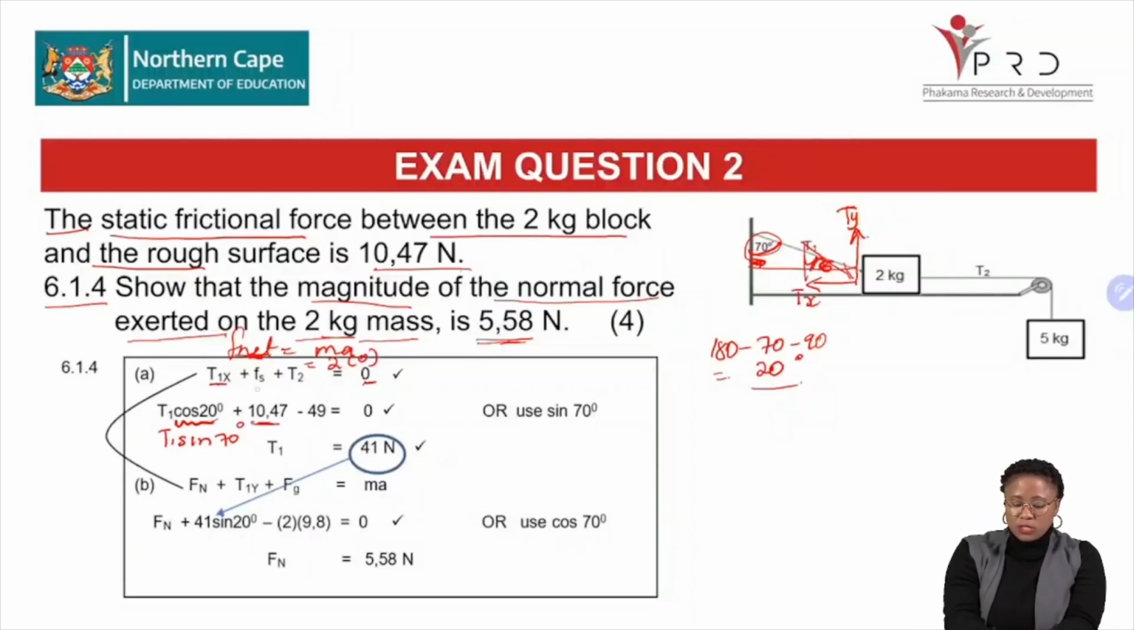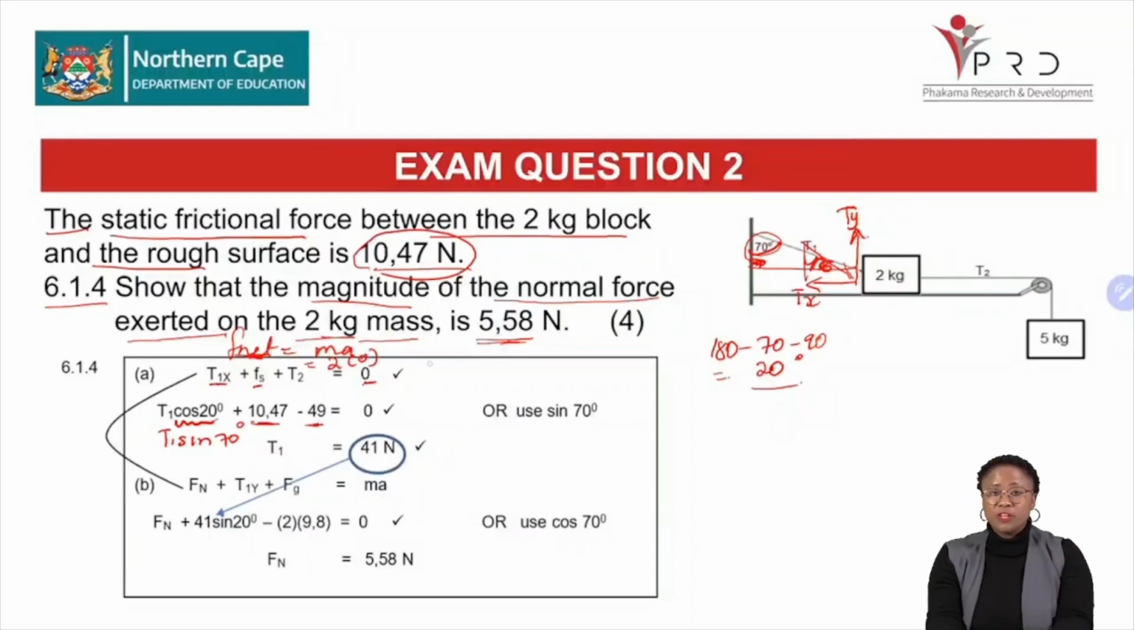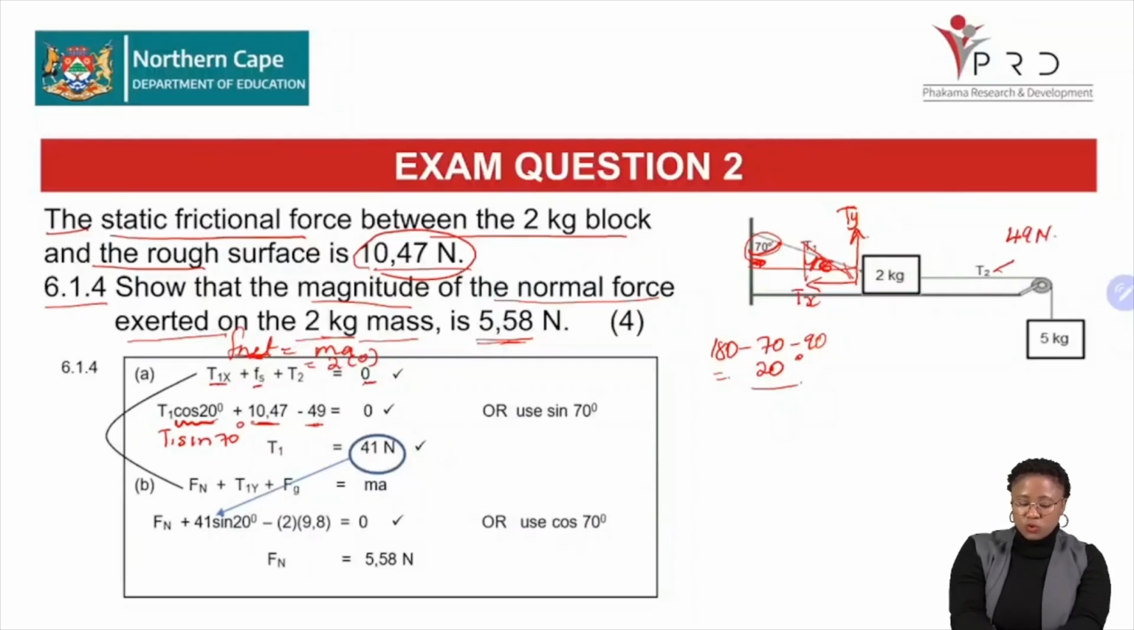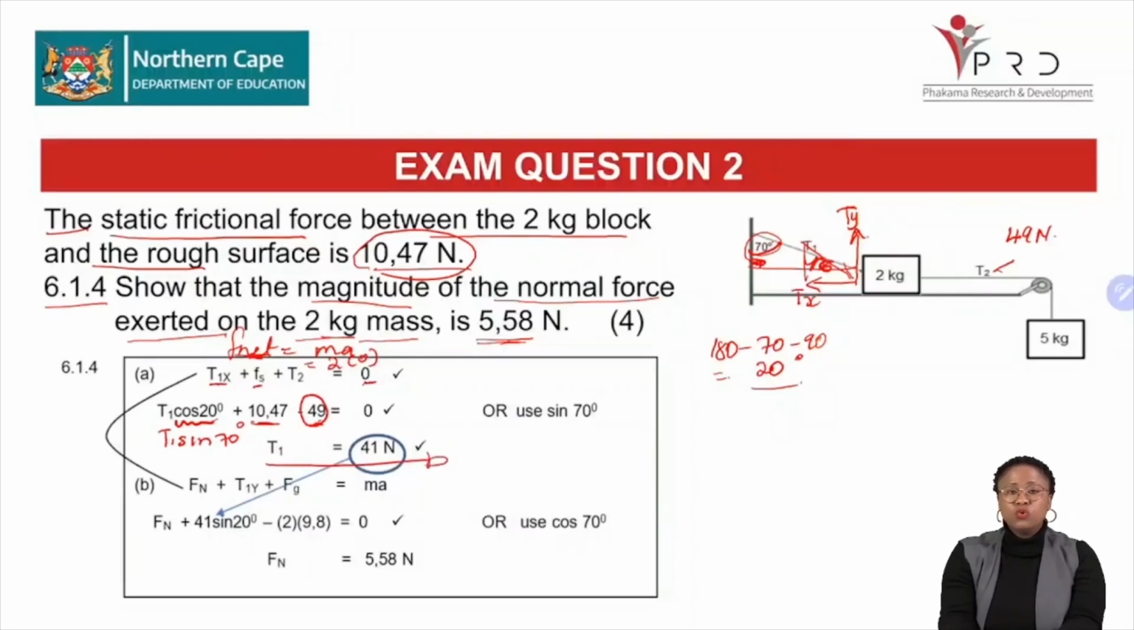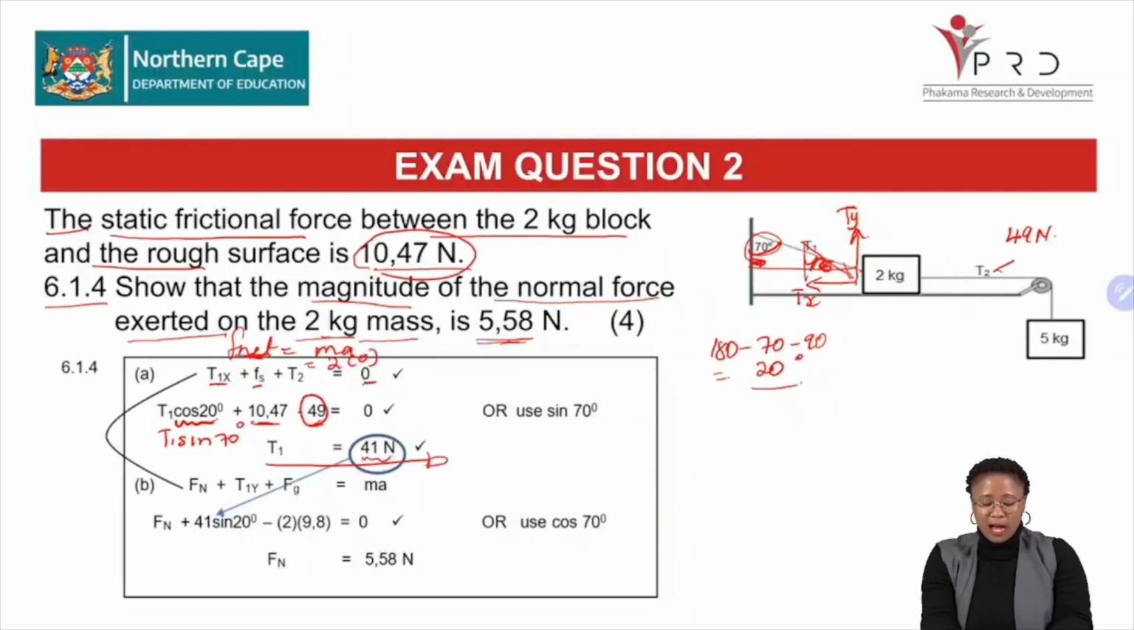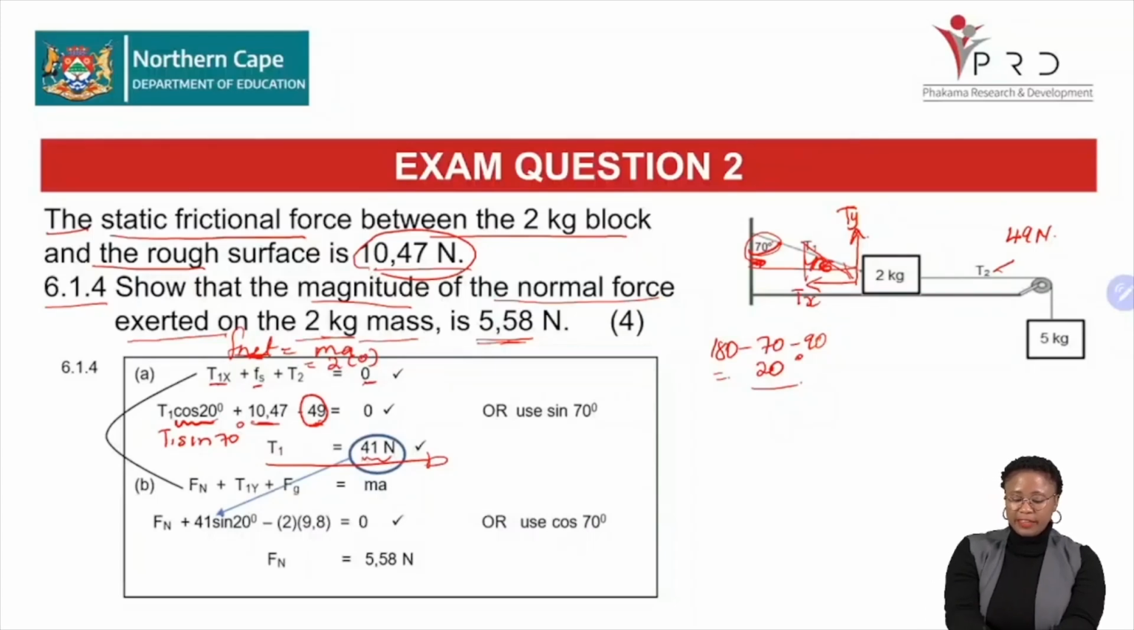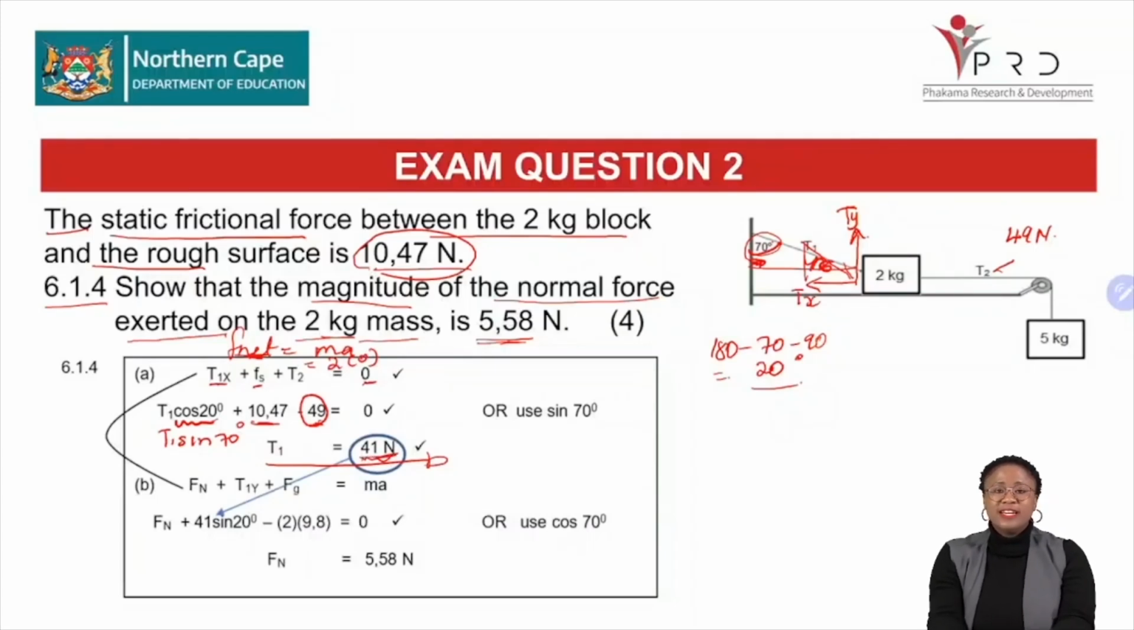Then you substitute the amount of friction that they've given you, which is that 10.47, and then you minus the T2, which you calculated in the previous question, which we got as what? We got T2 as 49 newtons, if you still remember. Then you just punch it in there, and the next thing that is left is for you to make T1 the subject of the formula and calculate. And then there you will get the answer as 41 newtons. All right, then you take your 41 newtons, that is your T1.